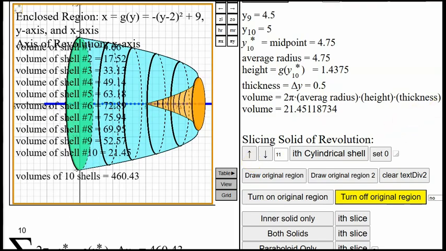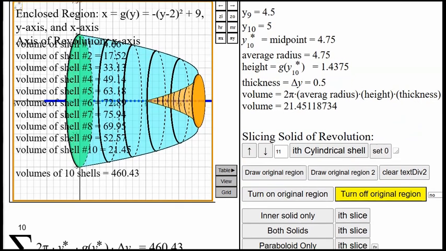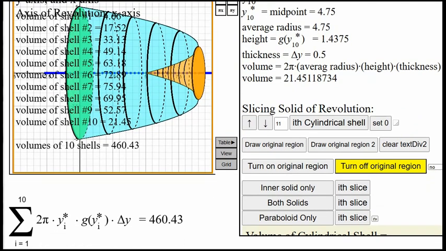So altogether, the volumes of the 10 shells is 460.43. And in summation notation, this is how we write it. I runs from 1 to 10. And then we have 2 pi, and then y sub I star.